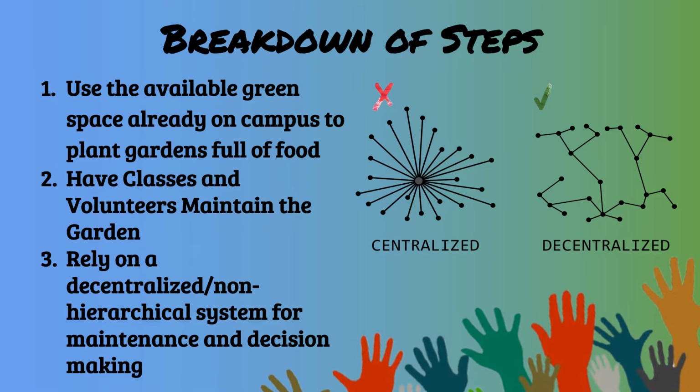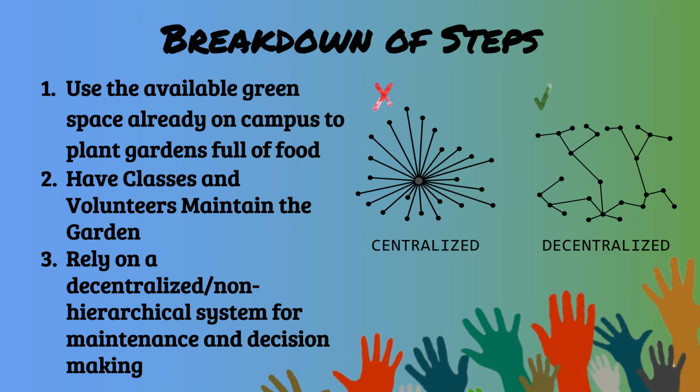Breakdown of the steps. Step 1, use the available green space already on campus to plant gardens full of food. Life is diverse and spreads all over, and so too will this design. Step 2, have classes and volunteers maintain the garden. As with leafcutter ants, information is passed on from one to another, with volunteers benefiting with food and education.